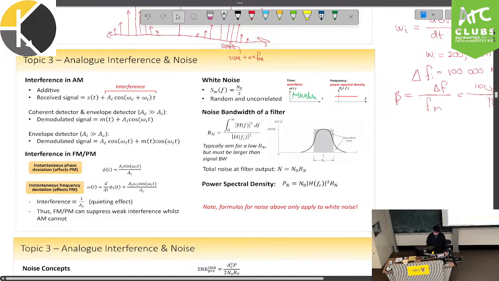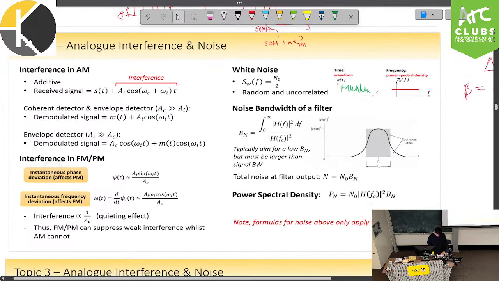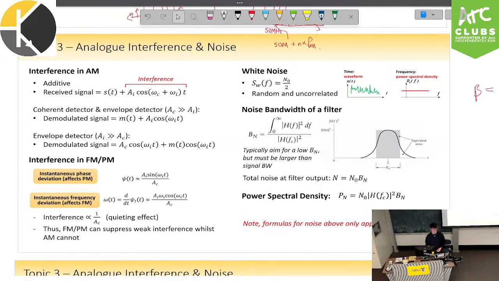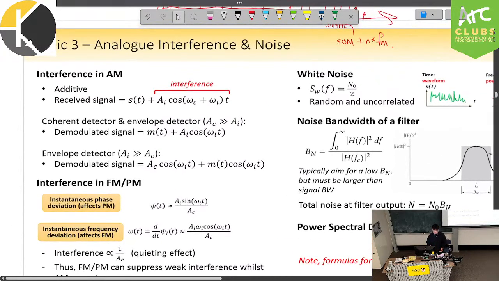Alright, topic 3. So topic 3 deals with 2 different ways that our transmitted signal can be distorted. The first one being interference. So interference occurs when we have some other man-made signal being transmitted somewhat closely to the carrier frequency that we've transmitted at, and that causes the received signal that we get to have some sort of interference term.